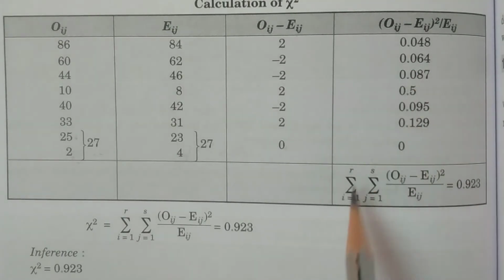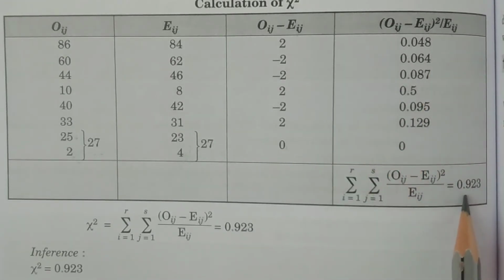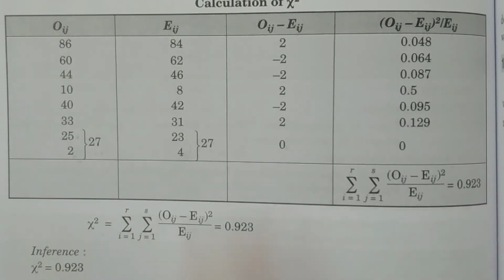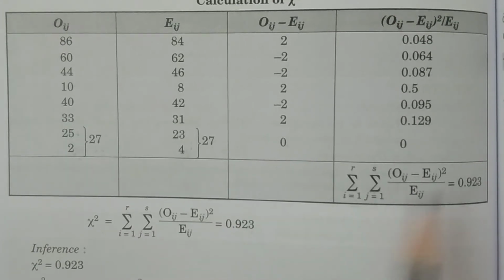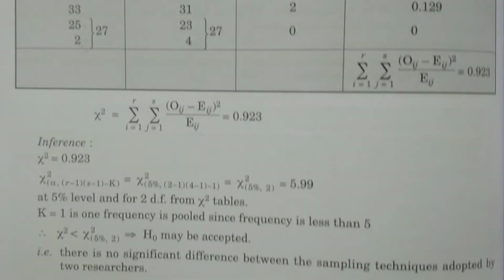That is double summation, i equal to 1 to r, j equal to 1 to s, Oij minus Eij whole square by Eij. If you add all these values, you will get 0.923. Therefore, chi-square is equal to this double summation, which is 0.923. This is our required test statistic under H0. And then inference or comparison and conclusion.